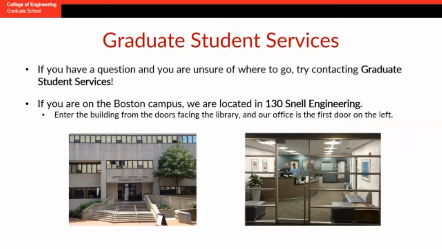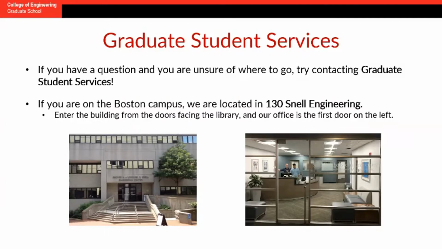If you ever have a question and you're unsure of where to go, try contacting your academic advisor and Graduate Student Services. If you're located on the Boston campus, you can find us in the Snell Engineering Building, room 130. So if you enter the building from the doors facing the library, we are the first door on the left.